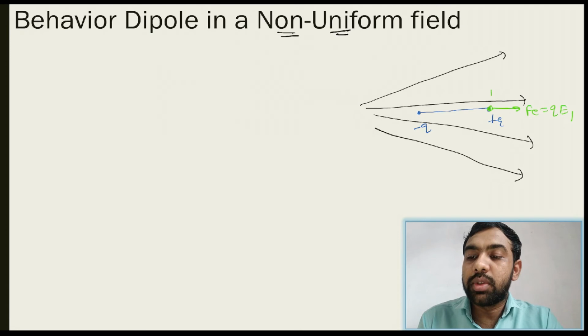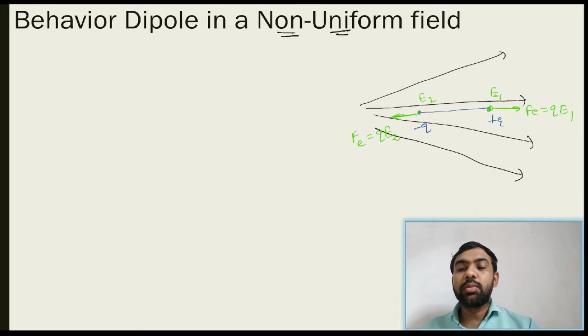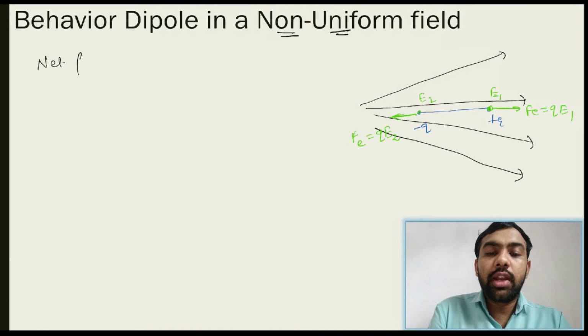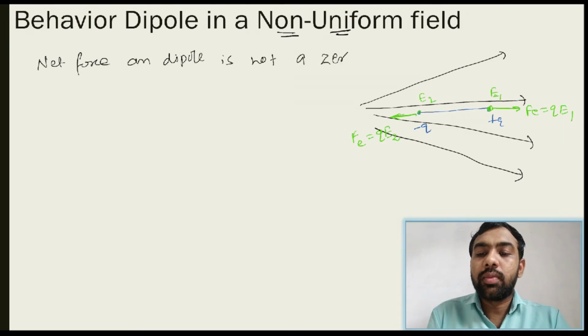क्योंकि यहाँ पे इलेक्ट्रिक फील्ड सपोज मान लो कि E1 है और यहाँ पे इलेक्ट्रिक फील्ड E2 है, तो इसमें कितना फोर्स लगेगा? Fe is equal to qE2. So these both forces are not equal. So if you consider this external field is non-uniform, then the forces are not equal. Then it means the net force on the dipole is never zero. In a non-uniform electric field, net force on the dipole is not zero.